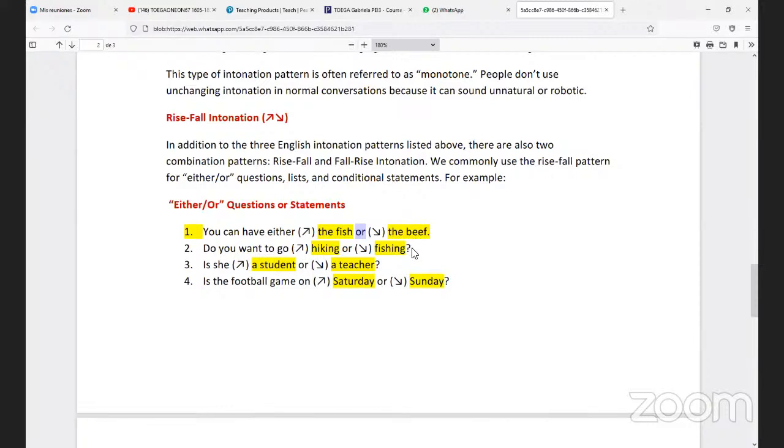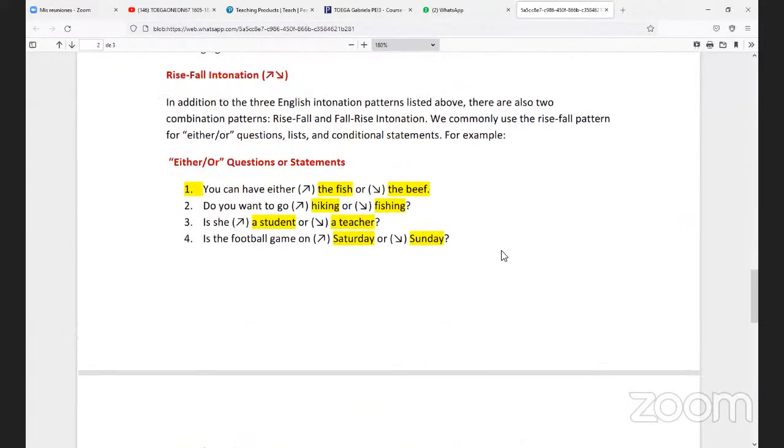Here in questions, when we have options: do you want to go hiking or fishing? So rise and fall. Is she a student or a teacher? Is the football game on Saturday or Sunday? So we have these 4 ones, okay? Could you read these, please, Chris?